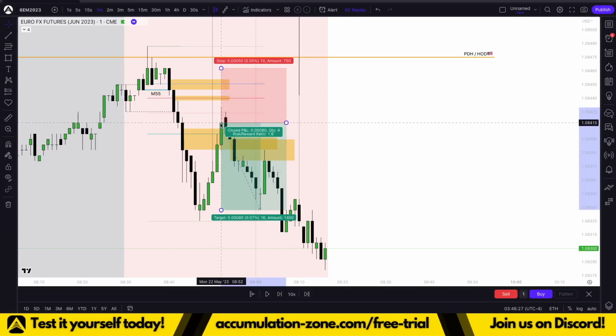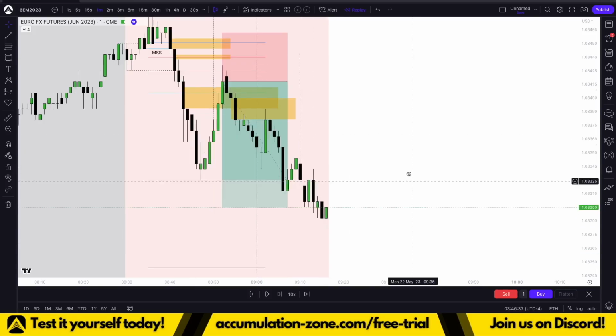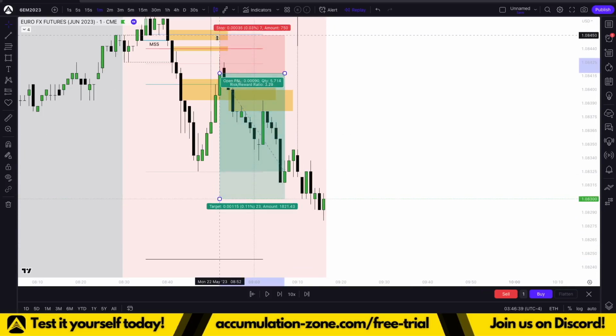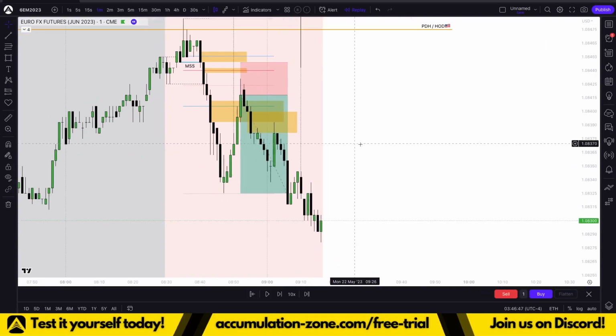So let's see. Let's use this rejection wick. 1, 2, above the optimum trade entry, or we place it right here. Doesn't really matter. Take a 3, 2, 1. Ideally target these lows, and we're done. Alright, let's see how the rest played out.